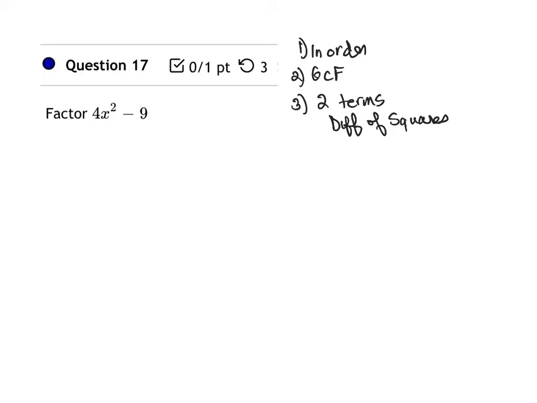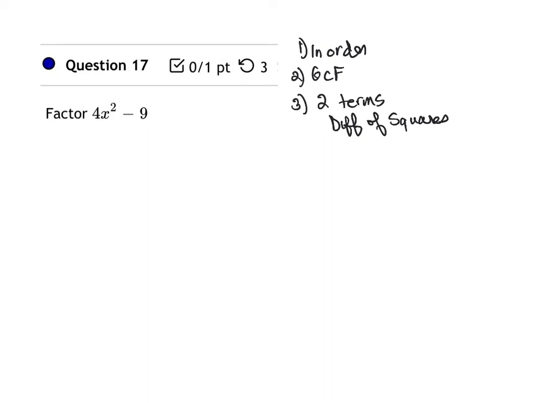It's two terms, so it's either going to be the difference of squares or the sum and difference of cubes. Since it's a perfect square, 4 is a perfect square, 9 is a perfect square, we're going with difference of squares. You can only factor the difference of squares. You can't factor the sum of squares, only the difference of squares.